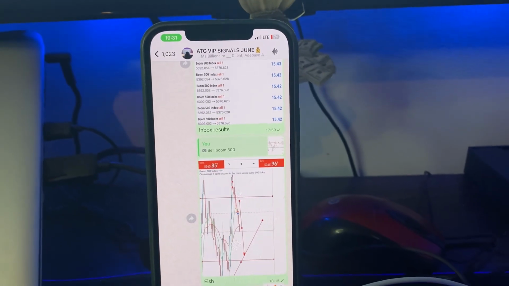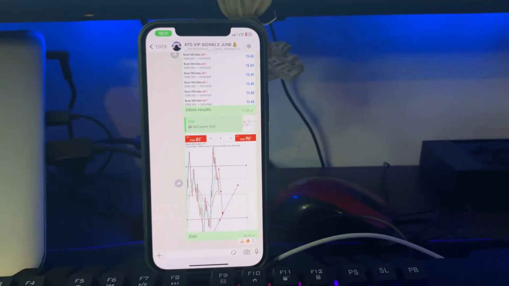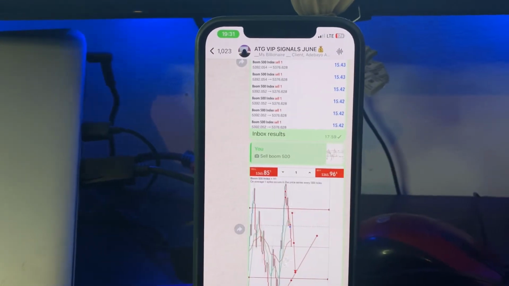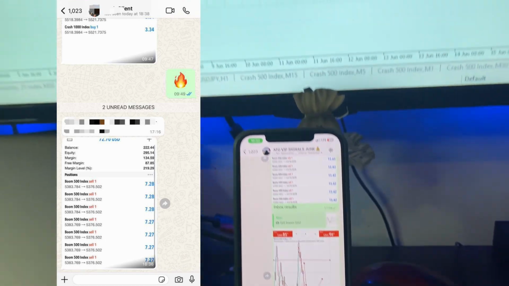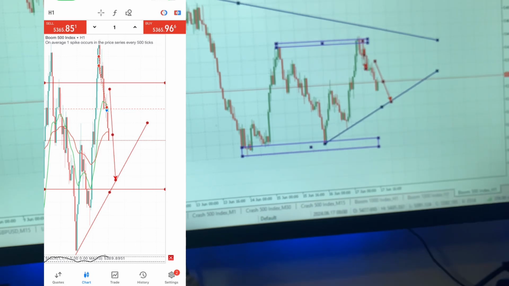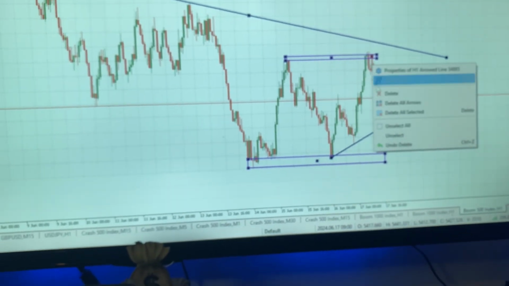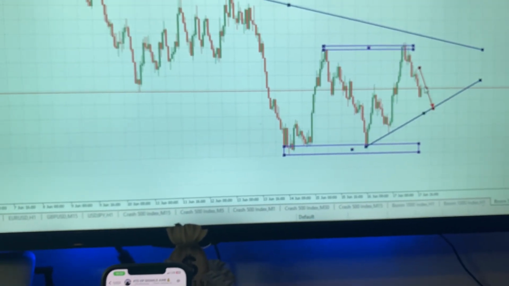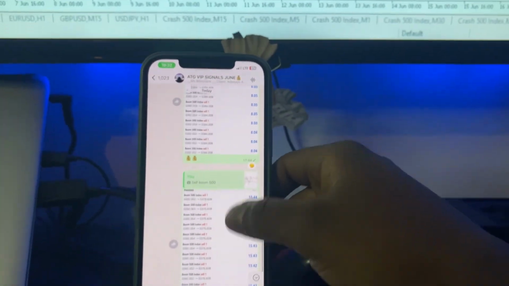I guess the results were enormous. I'll post the results in our free Telegram channel. You'll be able to see those results, or I'll put some screenshots right here on this video so that you can see the results. But generally, that's how we managed to take that trade. But that was not the only trade we took. Remember, we are the best in trading.